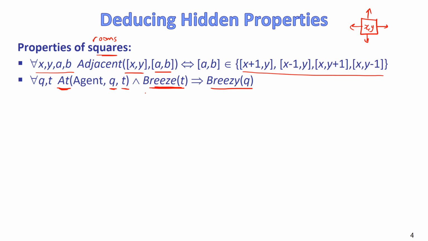So if the agent is at room Q at time t and the agent sensed breeze, then this room is considered breezy, and that's the definition, that's the meaning of breezy of Q.